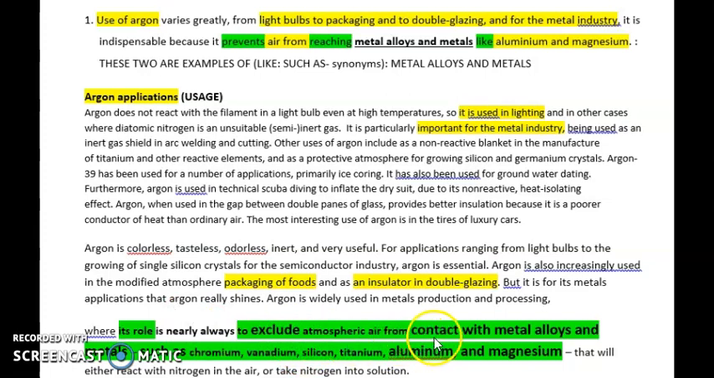Exclude from contact with something. Reaching is the synonym here. Metal alloys like aluminium and magnesium. So aluminium and magnesium are the examples of the things in the blank. What are those things? Metal alloys and metals. So if you keep reading, you have such as, which is the synonym of like in the question. Okay, so this is how you should follow the sentences in the reading text.